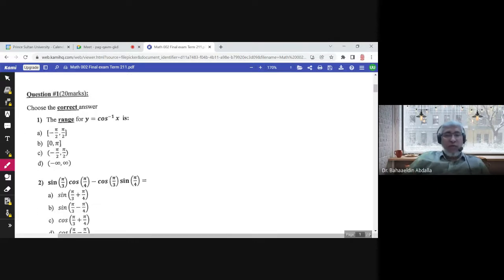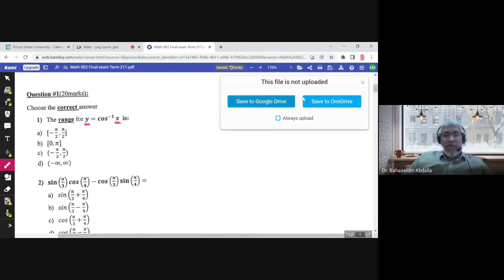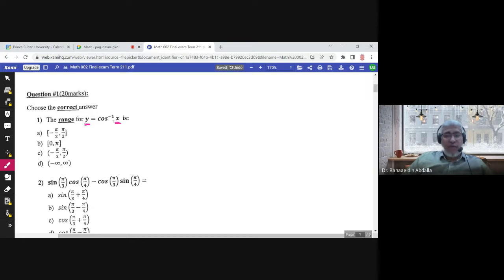The range for cosine inverse x: we studied the inverse trigonometric functions in section 5.7. You can go back to the videos about it. Now x represents the domain of cosine inverse, y represents the range of cosine inverse, and the range of cosine inverse is the domain of cosine.